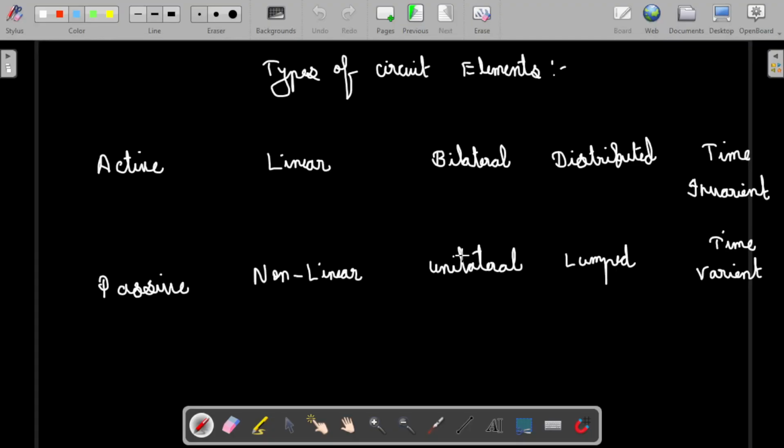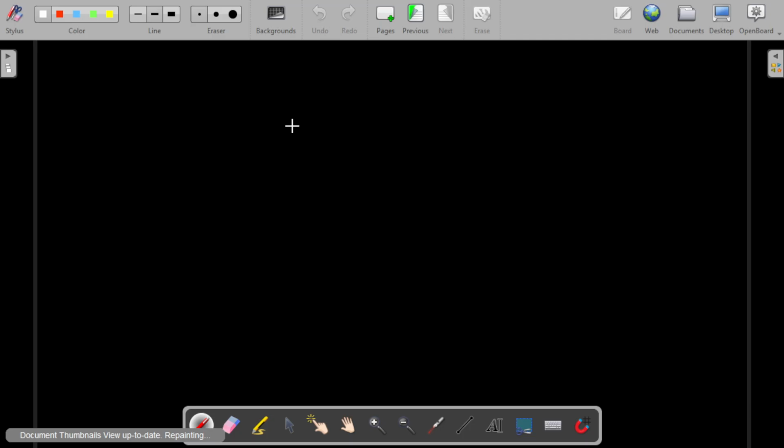Okay, so let us now get into the types of circuit elements that are generally there. There are 10 types, guys: active, passive, linear, non-linear, bilateral, unilateral, lumped, distributed, time variant, and time invariant. I'm pretty sure you may know all these names, but let me explain everything in detail so that you have the context. Once you learn all these 10 parts, the rest will be quite easy for you.